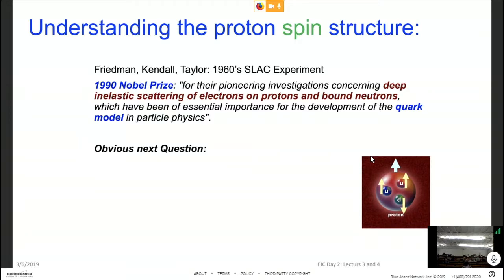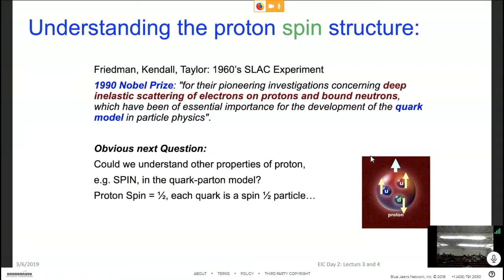On the right-hand side, you see that the proton spin is constituted by the orientation of the quarks: any two quarks orienting in the same direction, and one of the quarks going in the other direction. So could we understand it from a similar program? I think this is something people thought we could see.